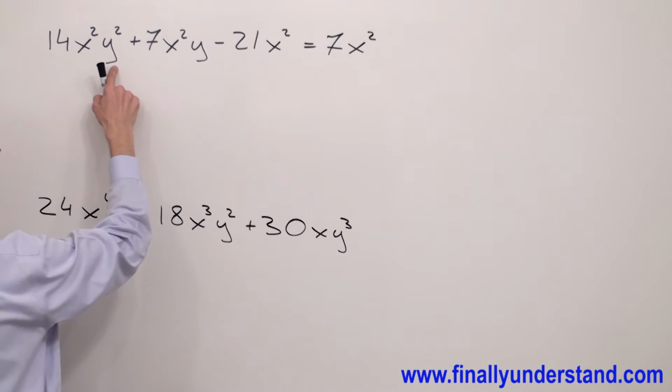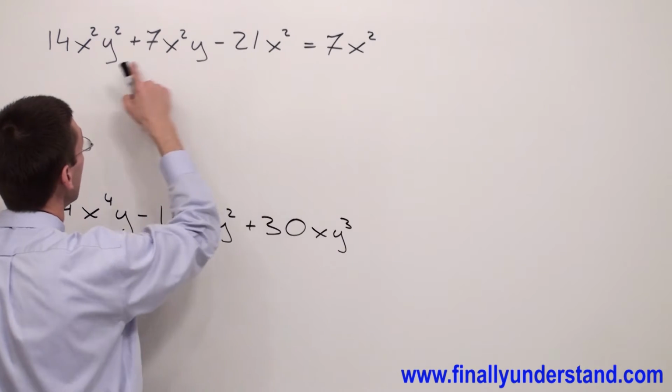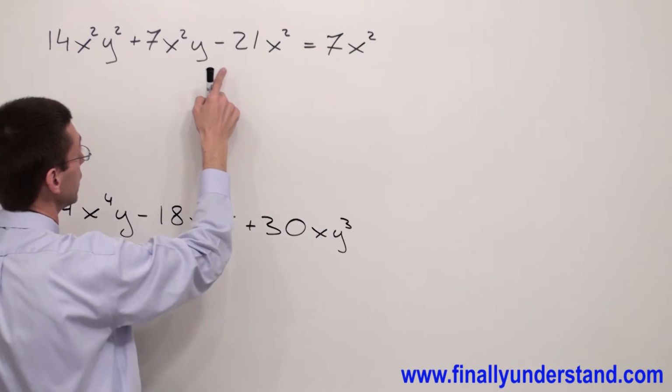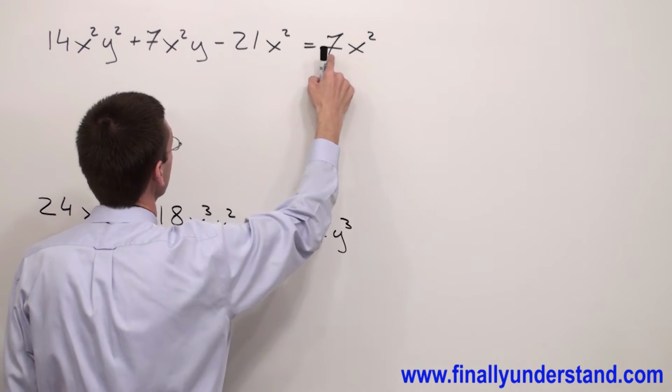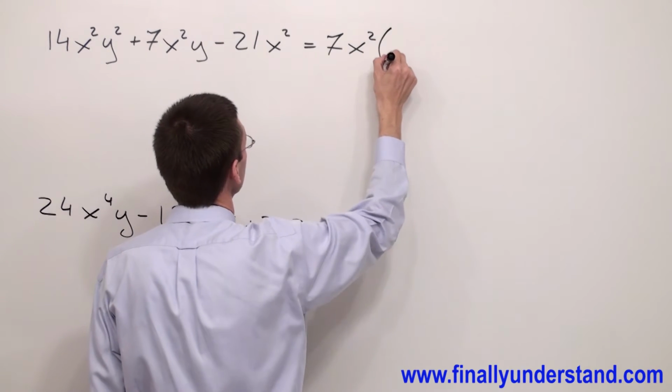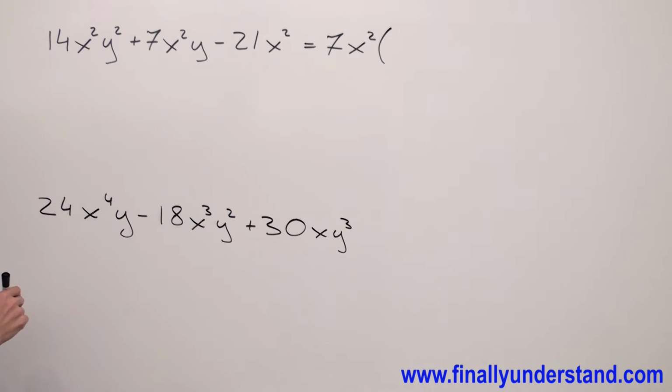Next, I have y squared and y. I do not have y over here. That's why y is never going to be part, in this case, of my common factor. So I can say this is my common factor for this expression. And let's check what we're supposed to write inside of the parentheses.